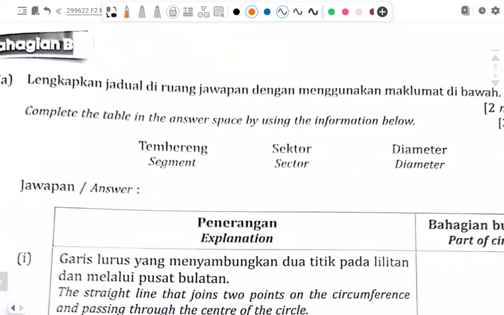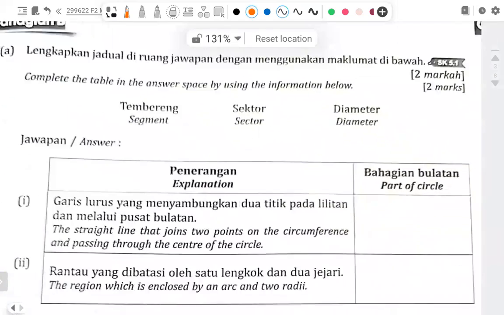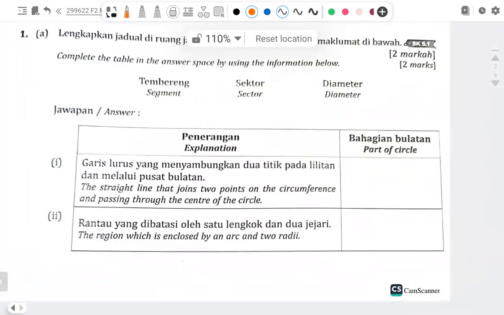It's not in the book yet, so it's a random one. Complete the table in the answer space by using the information below. You have 3 options there: segment, sector, or diameter. So the first one is talking about a straight line that joins 2 points on the circumference and passing through the center of the circle. The keyword here is the straight line, and also passing through the center of the circle.